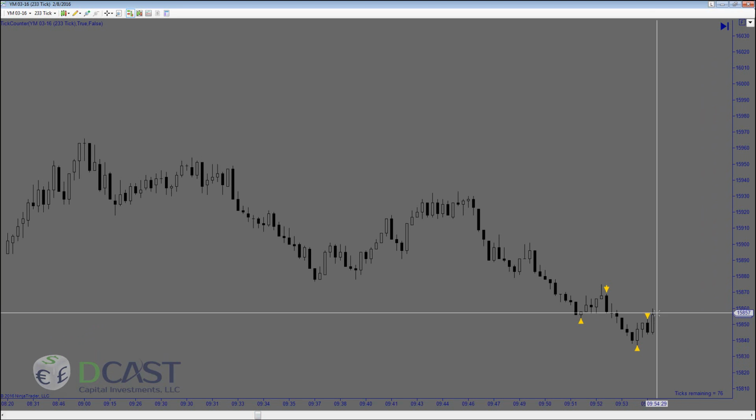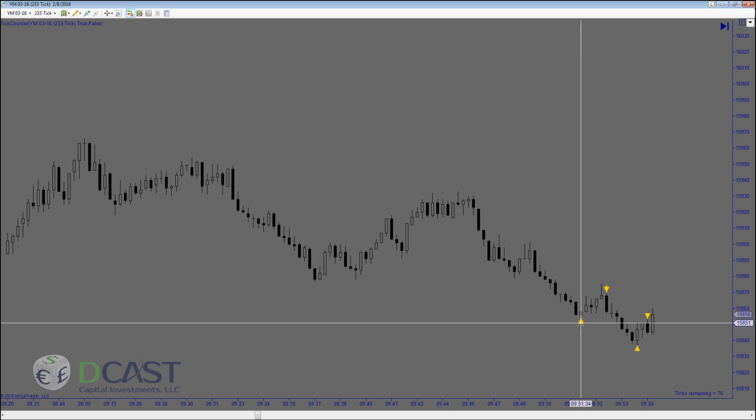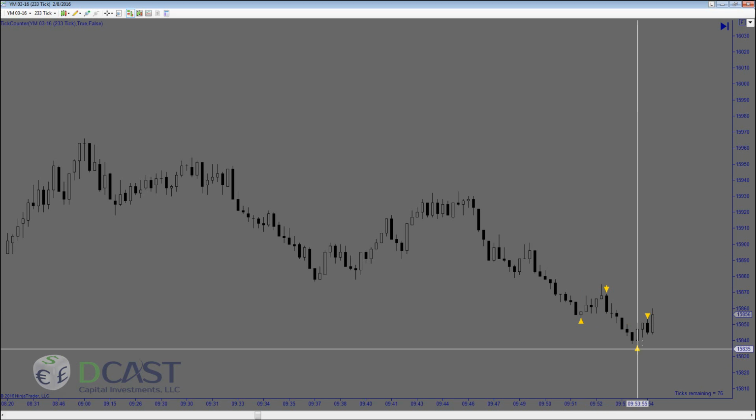Okay, and that does not happen, and that's okay. It doesn't mean that you're wrong. Remember, we're looking candle to candle on a 233 tick chart. The fact that we were able to identify 1, 2, and 3 turning points out of 4, okay, we're 75% right now. That's pretty powerful.